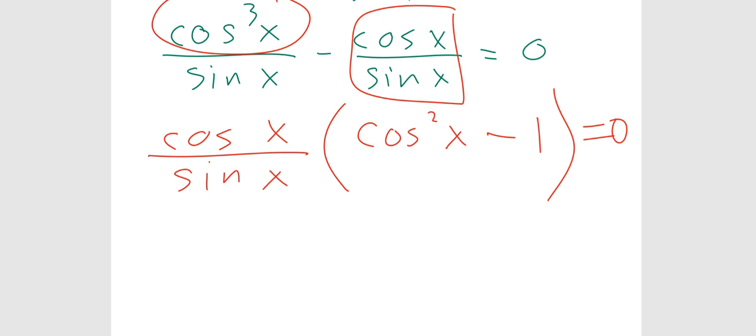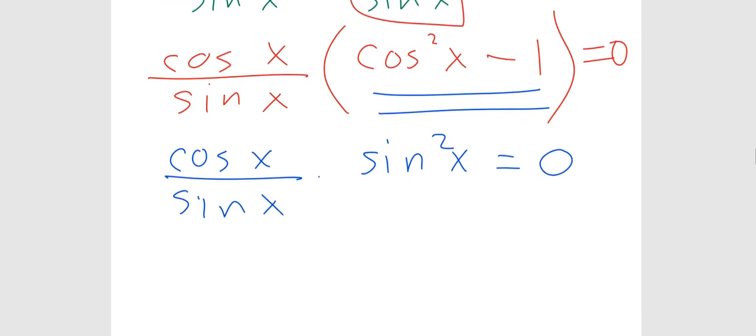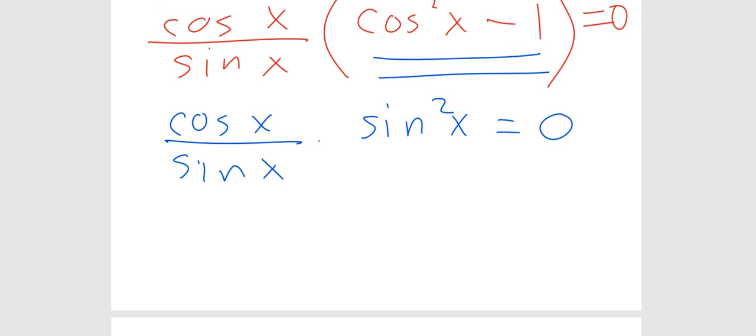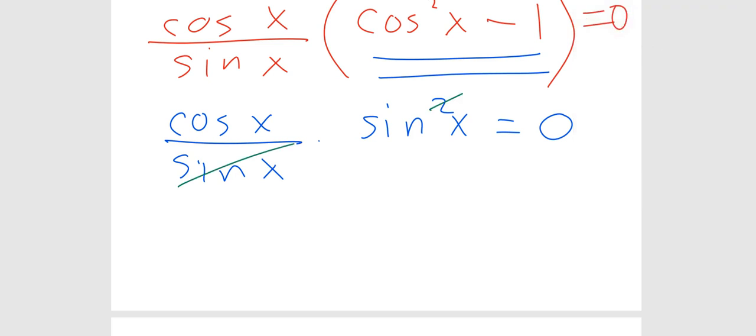Now, all I'm doing is using my algebra skills. What can we substitute for this? Look back at your Pythagorean identity. Isn't that sine squared? Now, anything cancel out? One of the sines, right? Cosine x times sine x equals 0.